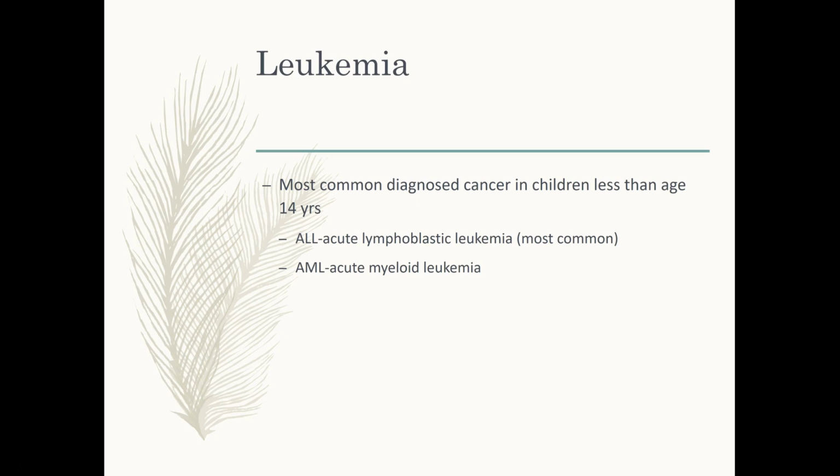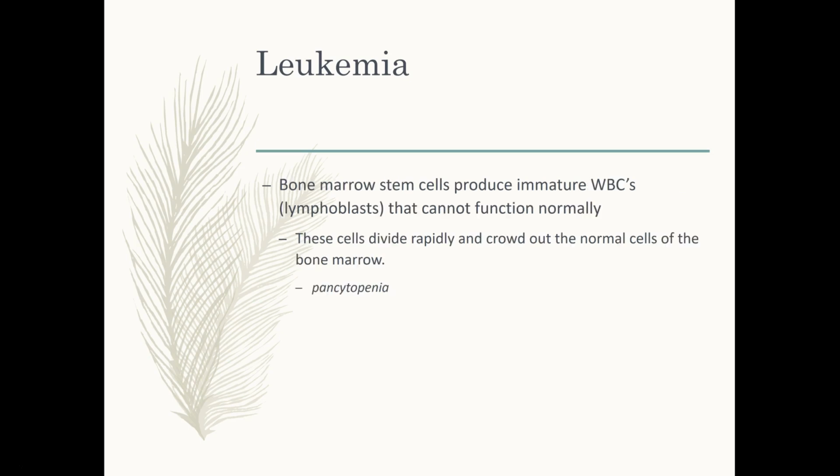So ALL is the most common, and then AML also is a type of leukemia. I kind of already mentioned that the cells will divide rapidly and they crowd out the normal cells. So the bad cells are crowding out the normal cells. And again, it usually results in pancytopenia, which means decreased red blood cells, decreased platelets, and decreased white blood cells.